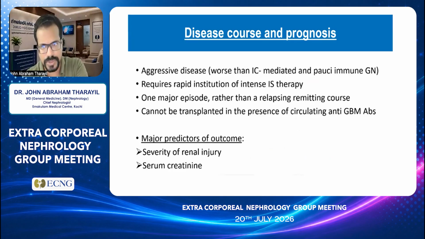Now the disease course and prognosis of anti-GBM. Anti-GBM is an aggressive disease and it is worse than immune complex mediated post-immune glomerulonephritis. It requires intense therapy as soon as possible, and it is one major episode rather than a relapsing remitting course, so it is a single hit. We cannot do a transplant in the presence of circulating antibodies. You need to wait for at least 6 months. Major predictors of outcome are the severity of renal injury and serum creatinine.